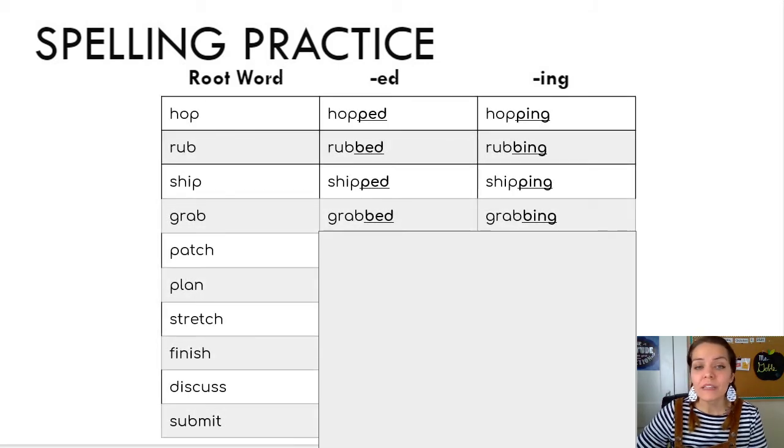Our next word, grab. We're going to type grabbed, past tense, and grabbing, present tense. Again, we're doubling the last consonant, B. So type two B's in each word.